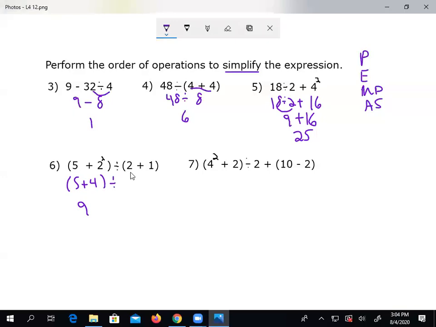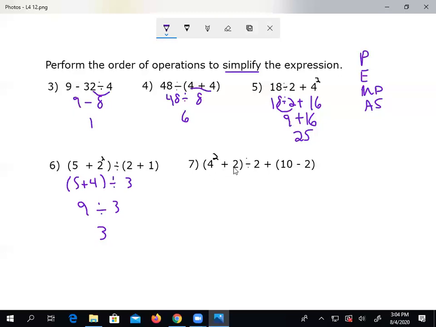And we have parentheses there. 2 plus 1 is 3. And I need to go ahead and just bring that down. 9 divided by 3 would be left. So 9 divided by 3 would be, how many 3s go into 9? And that would be 3. This is where order of operations gets tricky, is how do you write that on paper? So that's where you have to be really cautious of things and take your time with it.